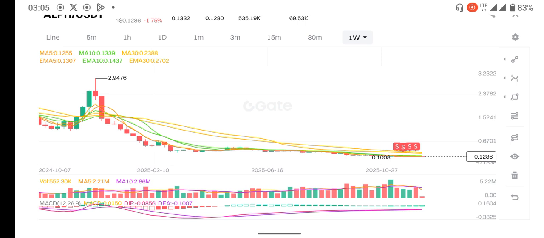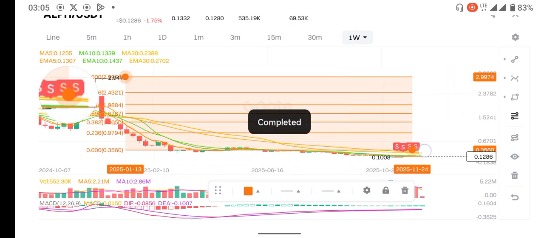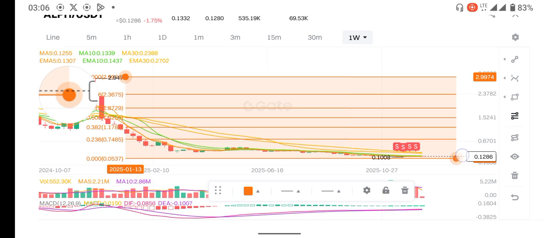Now, if we look at the weekly time frame, currently we can see a shooting star at 2.94. We are currently at 0.1286. So let's just take our Fibonacci retracement so we can see where the price can recover to. If we draw one here.